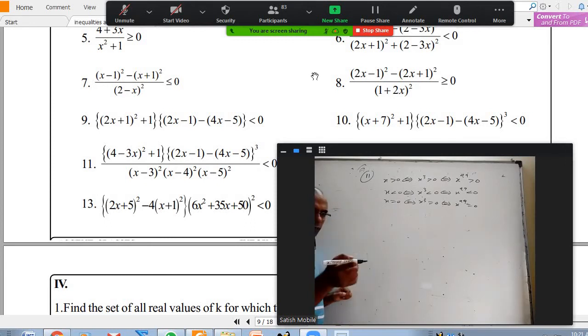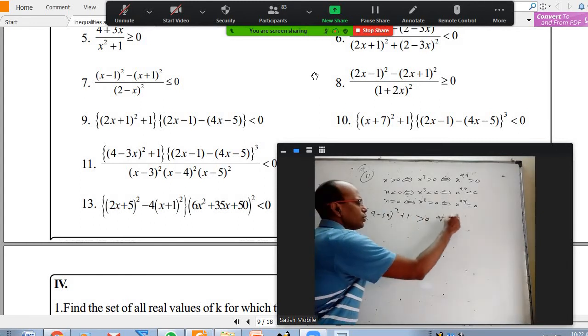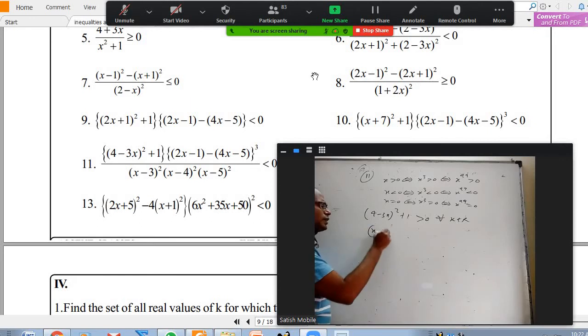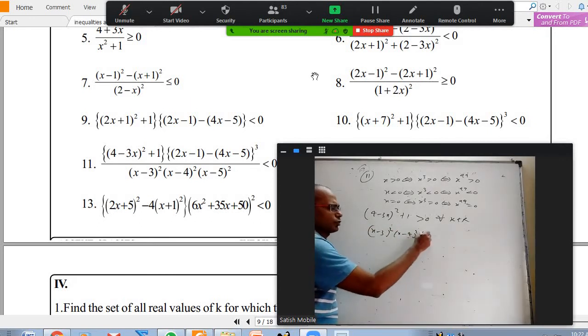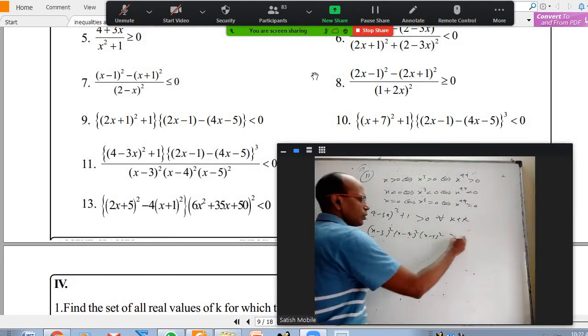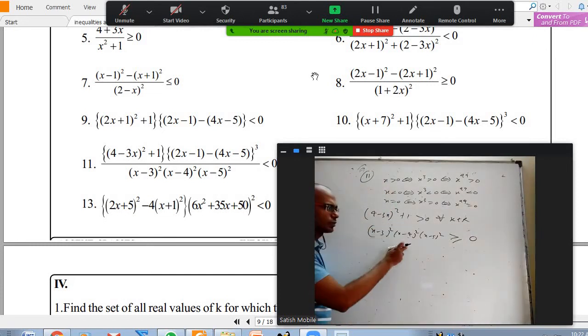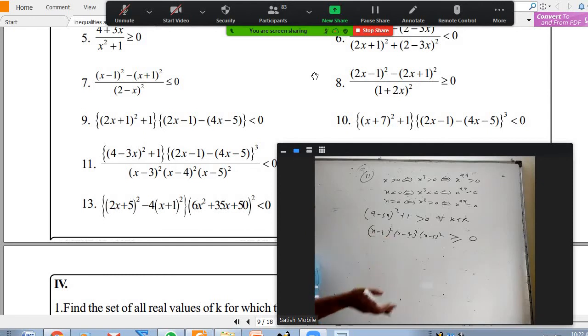Okay, next, coming to the present question. (4 minus 3x) whole square plus 1 is greater than 0 for all x belongs to R. It is a positive number. I can divide or multiply, the inequality will not change. Next, (x minus 3) whole square into (x minus 4) whole square into (x minus 5) whole square is always greater than or equal to 0. This cannot be negative, this cannot be negative, this cannot be negative. Each one of them is 0 or positive.